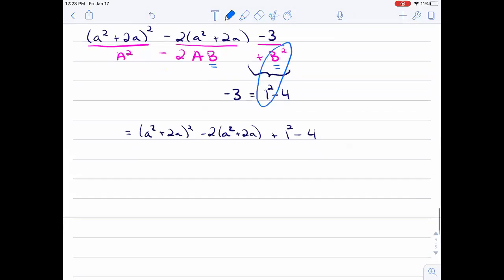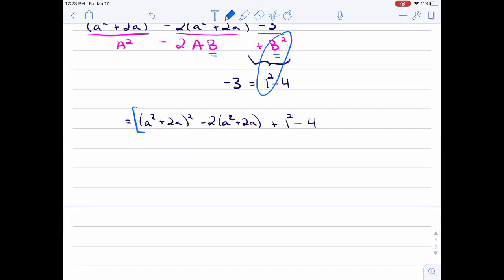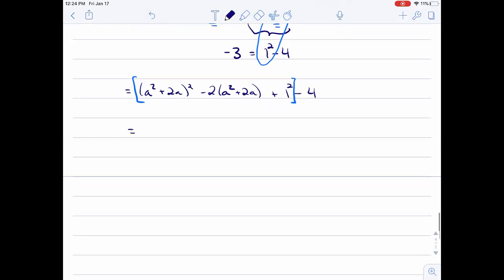So now what I'm going to do to make things convenient for myself, knowing these perfect squares, is I'm going to section that off and then put the -4 on at the very end. Right? As long as you don't change the meaning of things, right? -3 can be replaced by 1 minus 4. That's allowed, right?